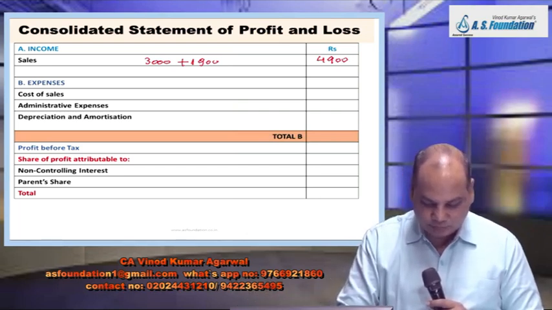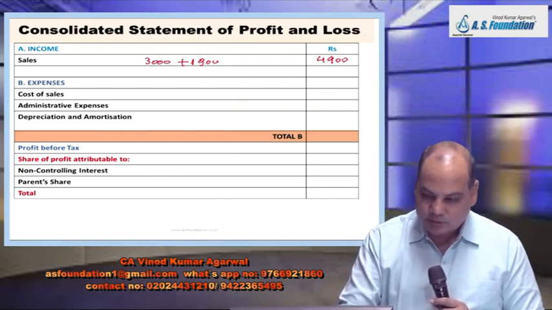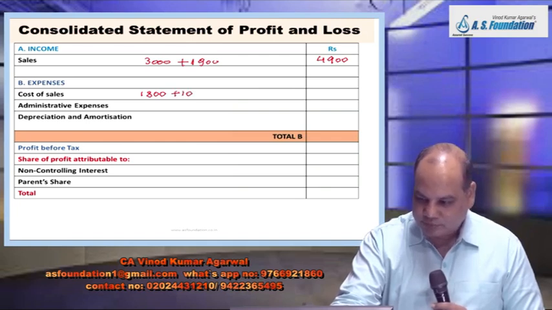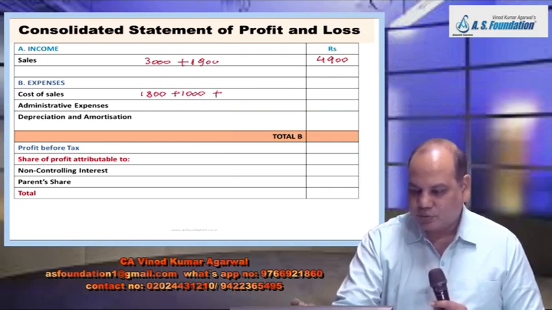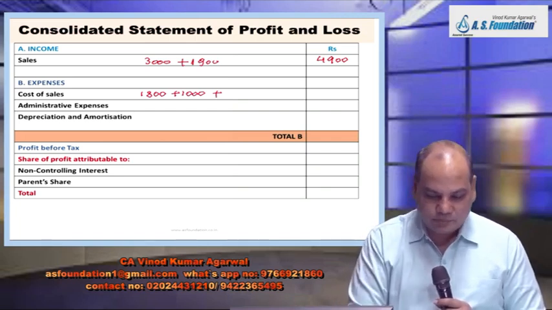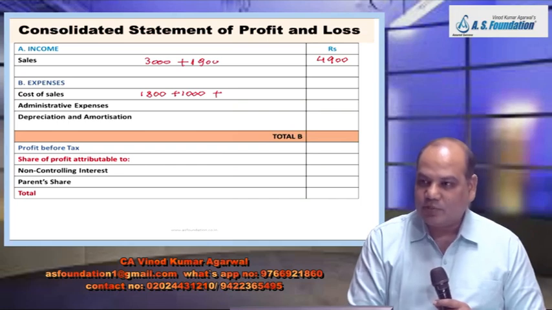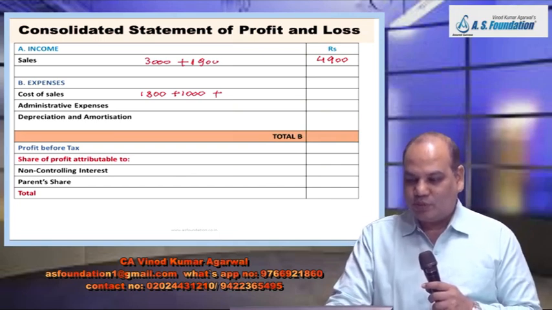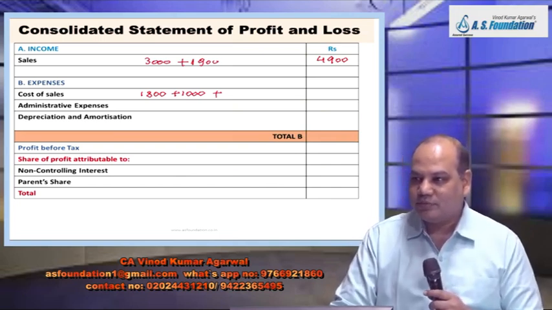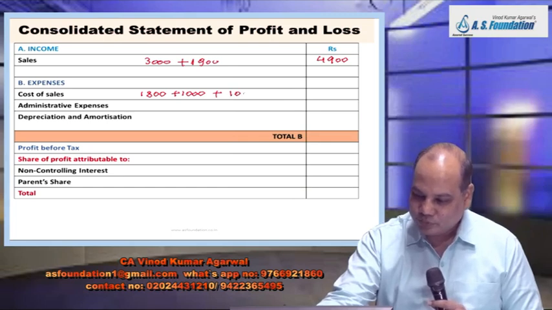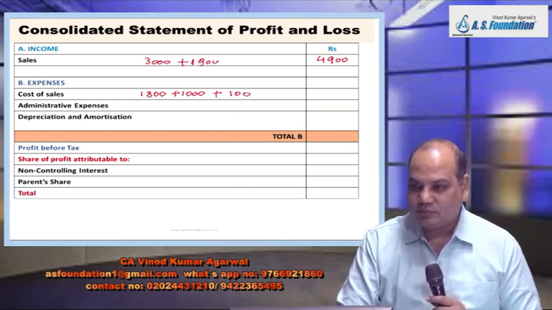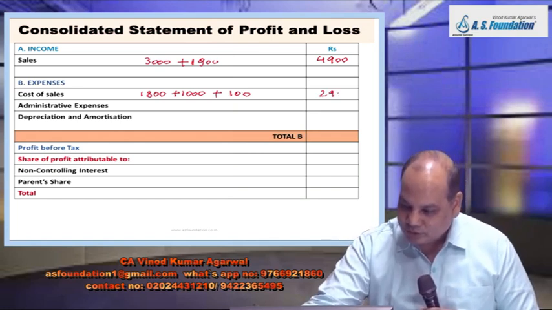Cost of sale will have an adjustment. 1,800 plus 1,000. Go to question number 24. Inventory figure was increased by 100. So that means the opening stock will increase by 100. So cost of goods sold will increase by 100. And it has been sold. So no effect in the closing stock. How much is the total? 2,900.